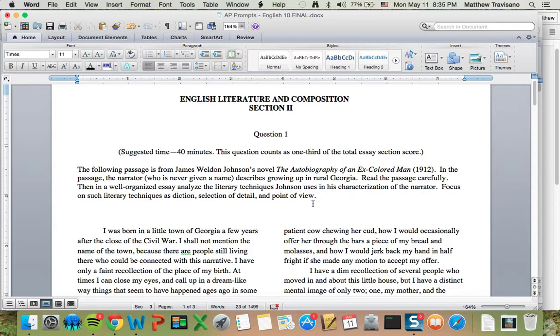And by the way, this is the same strategy you would use on tests. So if you get a prompt on an exam, whether it's an AP exam or any sort of English class exam, this is what you want to do. You want to break down the prompt to make sure you understand it.